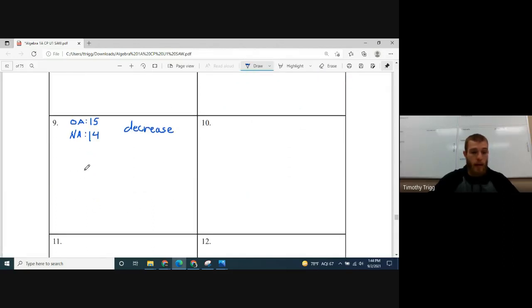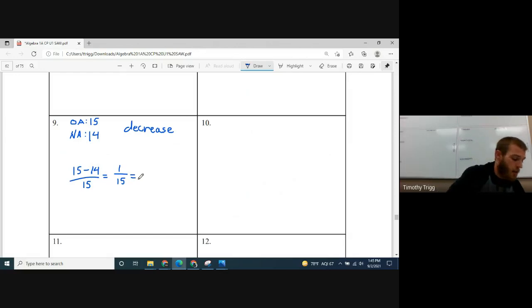And we're going to go ahead and use that percent change formula. So the bigger one minus the smaller one divided by the original. So in this case, the original is 15. 15 minus 14 is 1. So we do 1 over 15. Use our calculator to figure out what that decimal is. 1 divided by 15. So this gives you 0.0667, we'll say. Move the decimal over twice to change that to a percentage, and that's 6.67%.